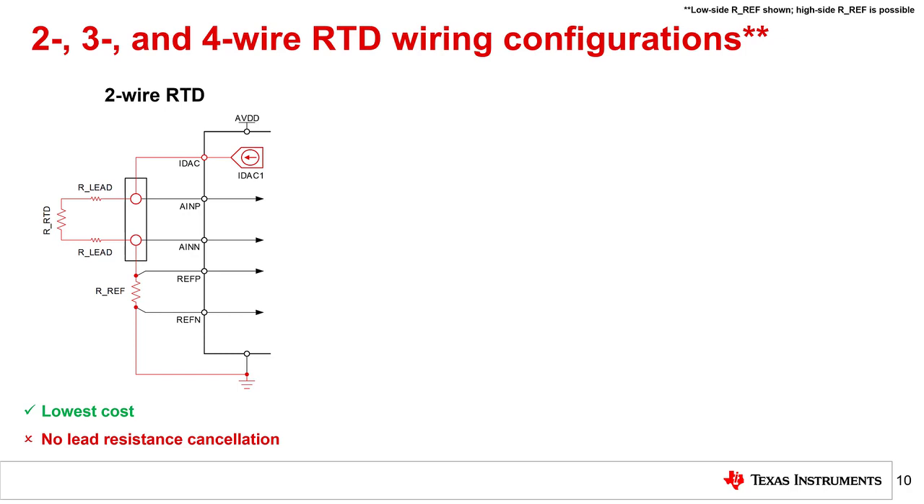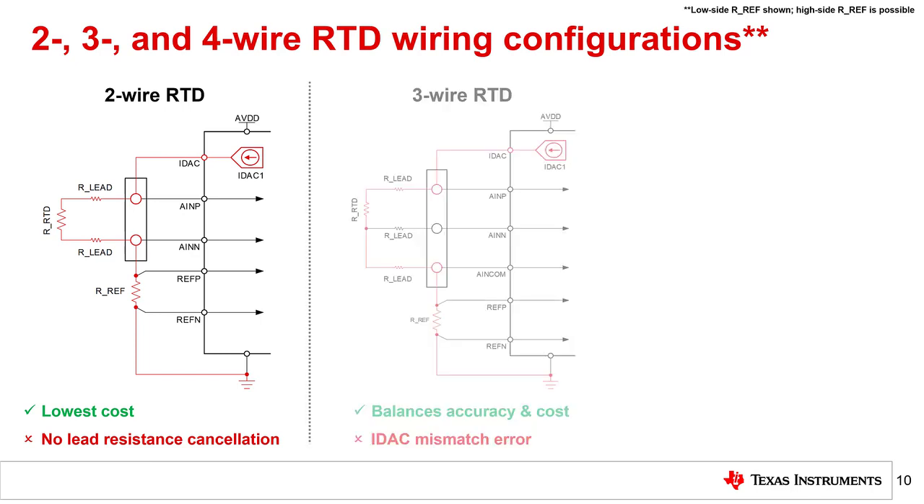In such an application, very long RTD sensors can have significant lead wire resistance compared to the RTD resistance. As a result, 2-wire RTDs are typically used for lower accuracy systems. The next type of RTD wiring configuration is a 3-wire RTD, shown in the middle of this slide.